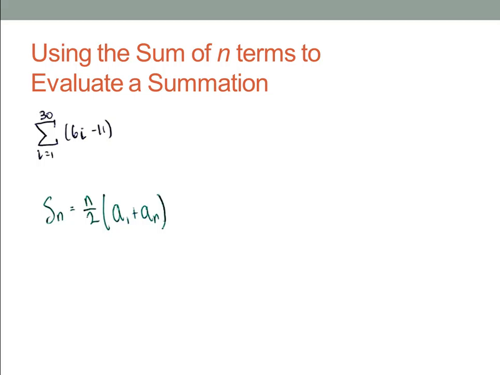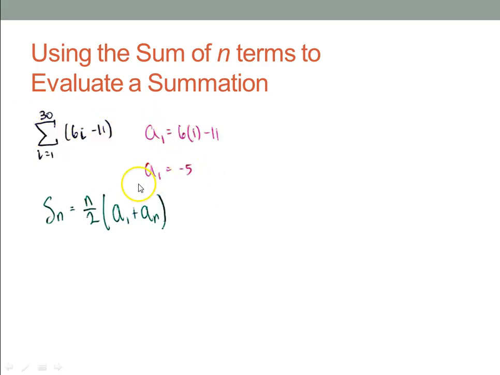We can also use these to find the sum of a summation. So here I have a 30-term summation. Wow. I know I'm going to need to use this formula. I know I can find the first term. So a sub 1 is just 6 times 1 minus 11, which is -5.